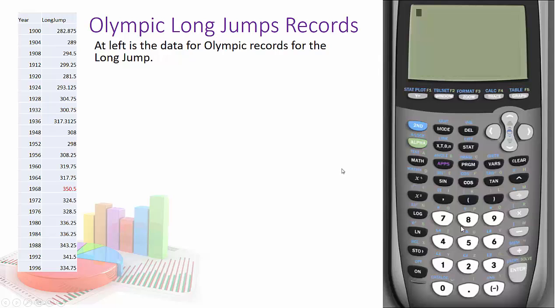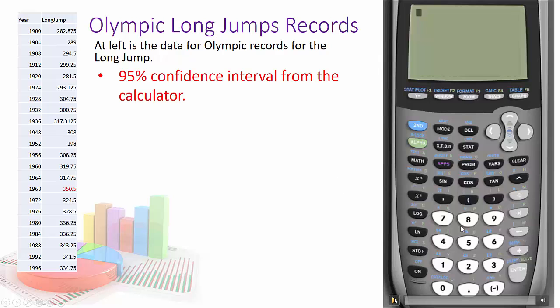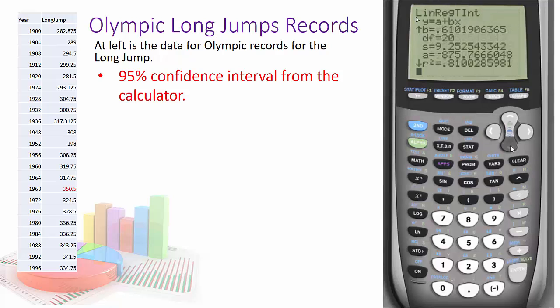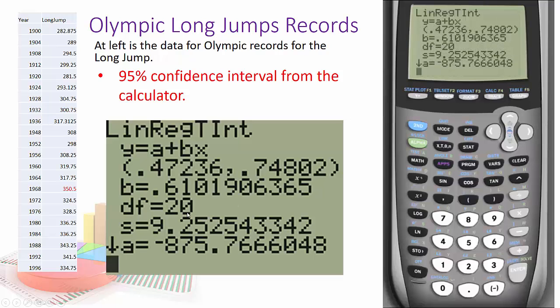All right, now let's do this the easy way on the calculator. So it's the very last, let me go to the right thing, Stat, Test, and if you scroll down and go too fast, like I just did, you have to go back up. It's almost the last one, LinRegTInt. There's List 1, List 2, 95%, hit Calculate, and voila. There's my confidence interval up at the top for b, right there. So it's basically 0.47236 to 0.74802, and there's my slope. Very easy.